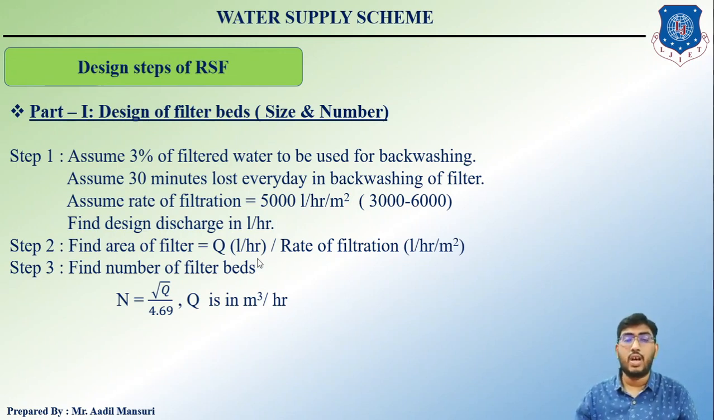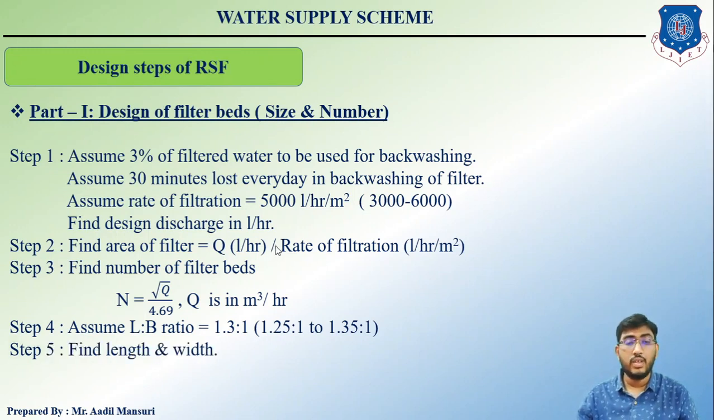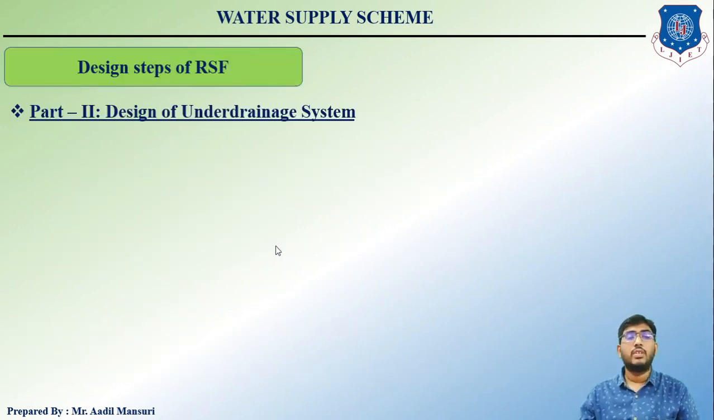Then further assume length to width ratio. It will be 1.3:1. You can assume between 1.25 to 1.35:1. Then you have to find the length and width and provide total number of filter beds. So after you are getting N, you have to provide one more for standby condition. Okay, so total number will be N plus 1. Further, part 2 includes design of under drainage system.